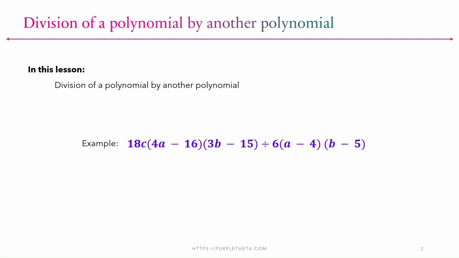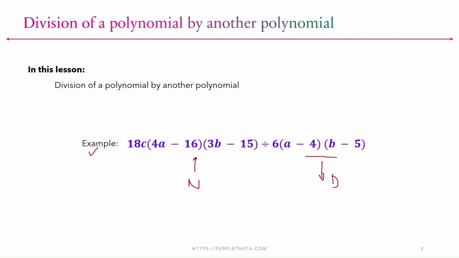Hi, in the last video we saw an example of dividing a polynomial by another polynomial. In this video, let us see one more example to understand this concept better. We will see this example where 18c multiplied by (4a minus 16) multiplied by (3b minus 15) is called the numerator, and after the division symbol, 6 multiplied by (a minus 4) multiplied by (b minus 5) is called the denominator.